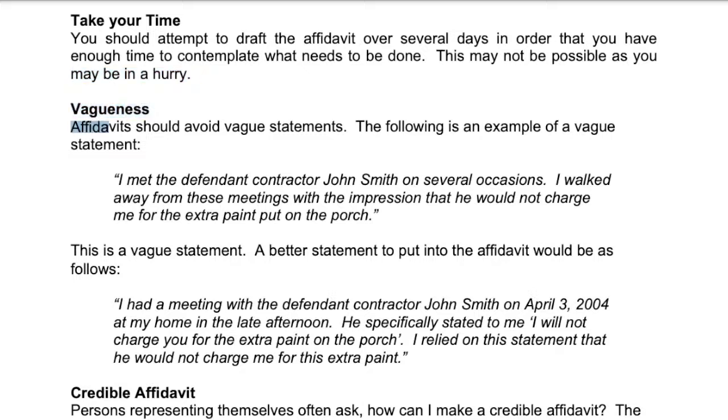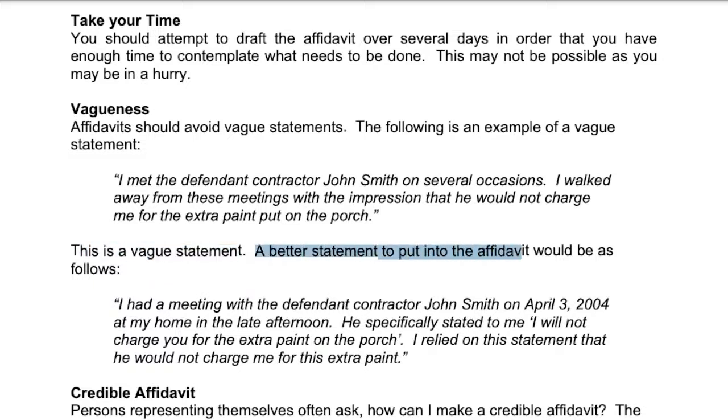Vagueness. Affidavits should avoid vague statements. The following is an example of a vague statement. I met the defendant contractor John Smith on several occasions. I walked away from these meetings with the impression that he would not charge me for the extra paint put on the porch. This is a vague statement.